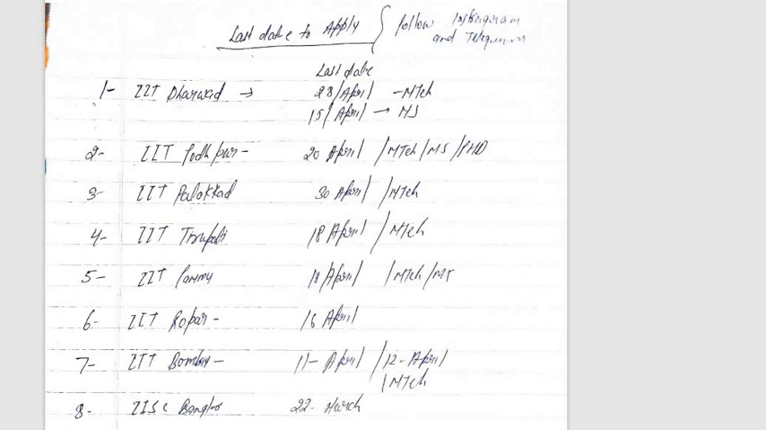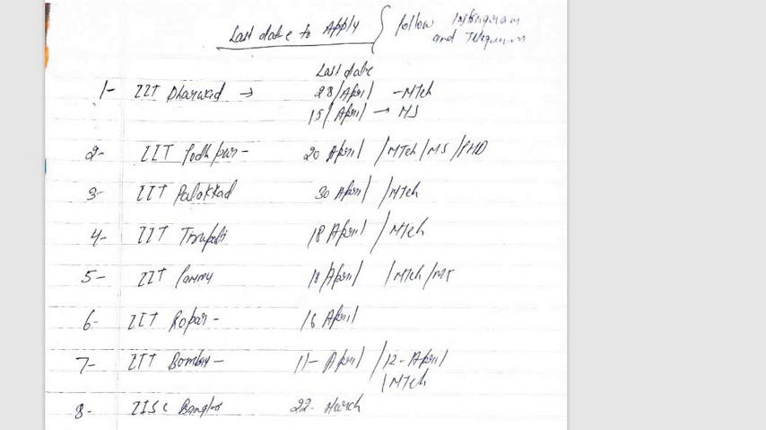Once all the IITs open the form, you will be confused about where to apply. At least you will know, yeah, this IIT's last date is this. So the first IIT is IIT Dharwad, and the last date is 28 April for M.Tech, and if you want to apply for MS, that is 15 April.